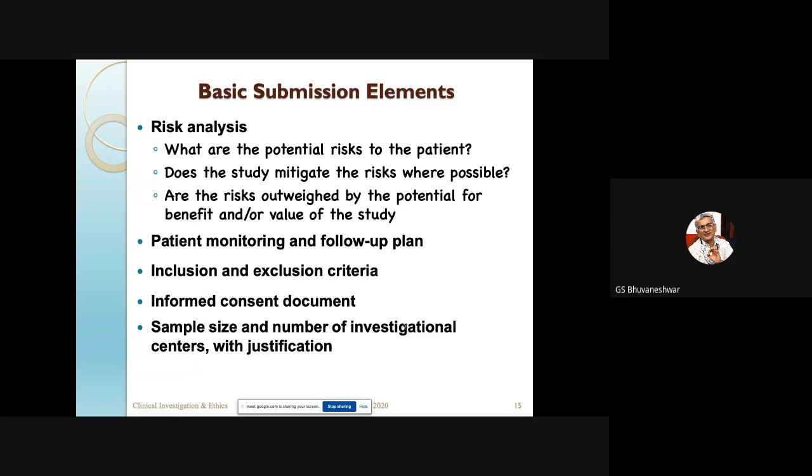Now you have to also see that does your plan mitigate the risks wherever possible. So you plan the study in a way that these risks are mitigated and that the risks are outweighed by the potential for benefit. That means the benefits outweigh the risks and the value of the study. So the patient, and then the plan on how your patient will be monitored, what are the follow-up plans, and what are the criteria when a patient will be included in the study or excluded in the study. Because this will be critically looked at. If you exclude many patients who should be included, then your study may not get approved.